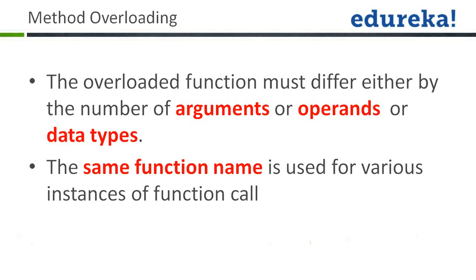Okay, now in that operation, what happens? You want to make it general. Now if you want to make it general, that means it should be able to add two integer numbers as well. It should be able to add two double numbers as well. That means two float numbers.